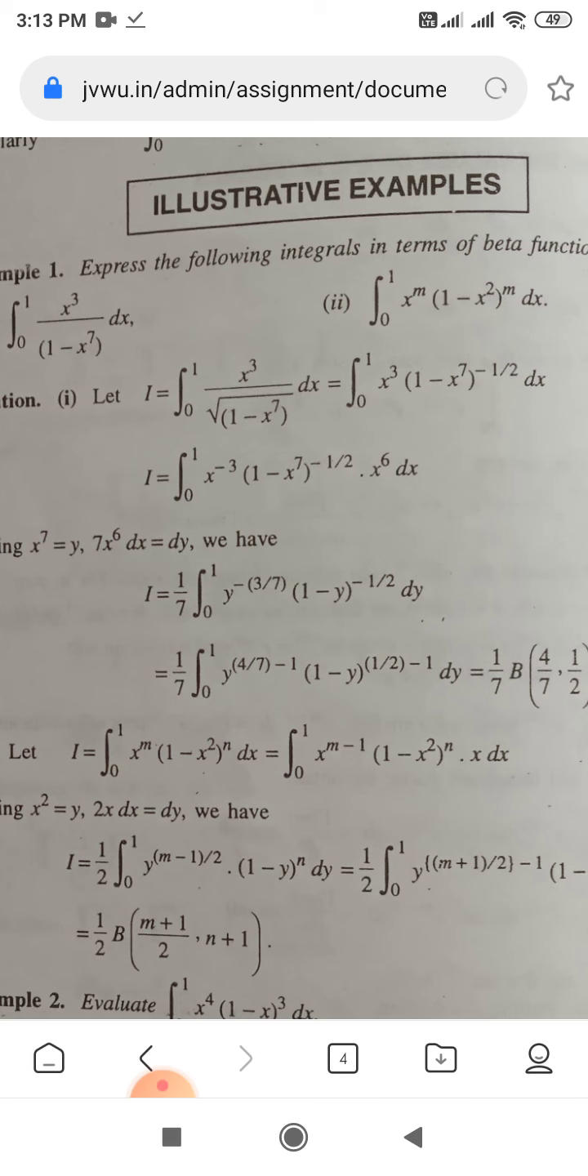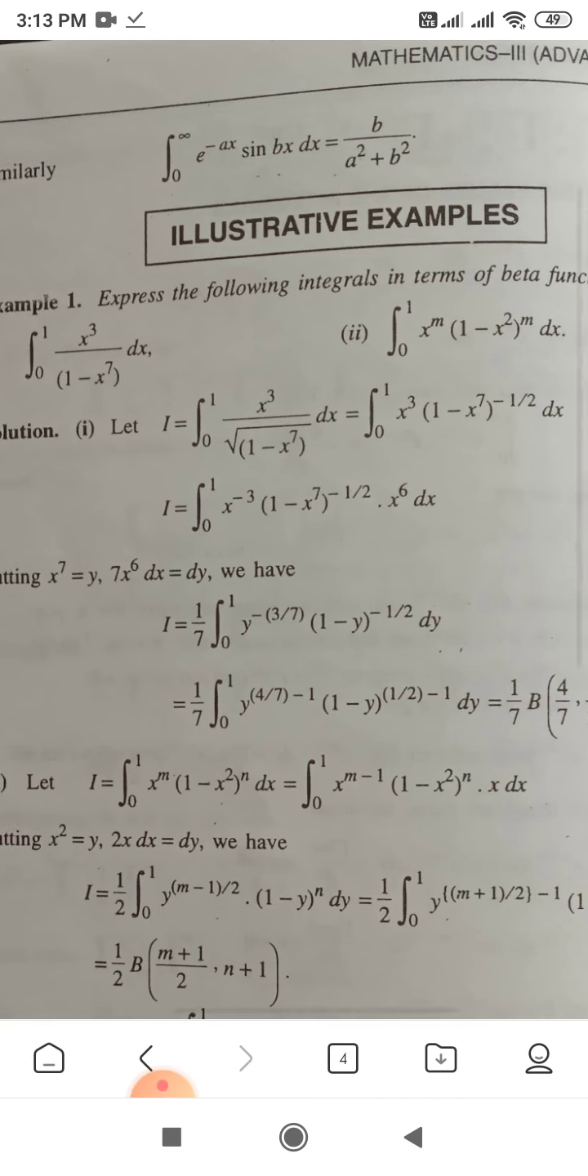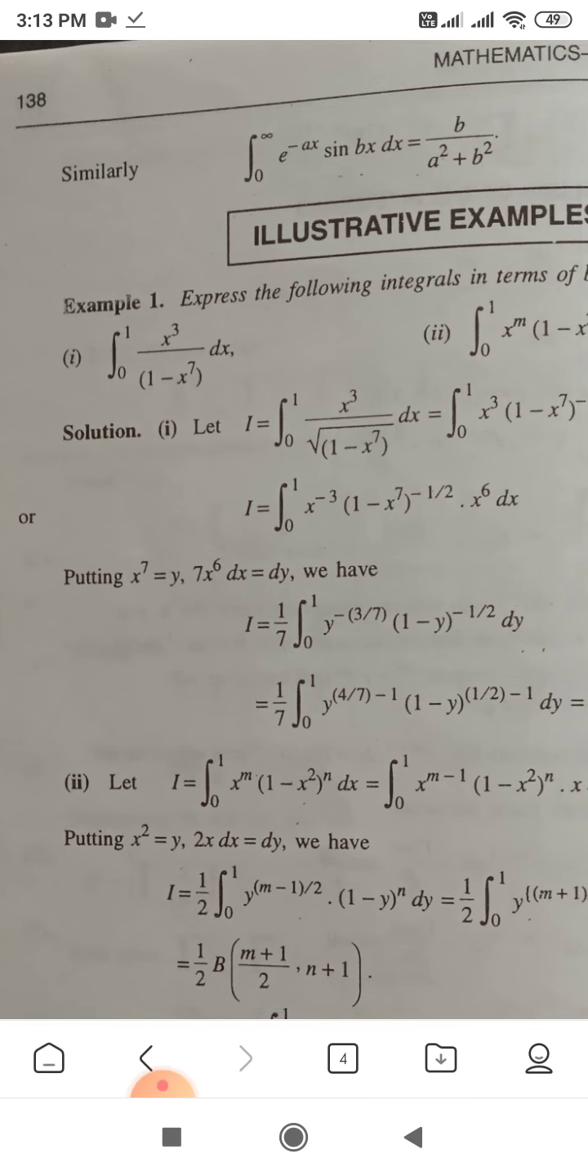So integration I is equal to 0 to 1 x to the power minus 3 into x to the power 6. X cube can be expressed as x to the power minus 3 and x to the power 6 multiplied, and after multiplying x to the power 6 into x to the power minus 3, it is x cube. So x cube is split in two terms. It is because here there is some substitution: x to the power 7 is equal to y. Then after differentiation, 7x to the power 6 dx is equal to dy.